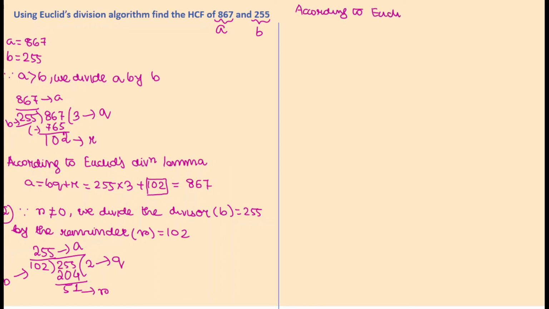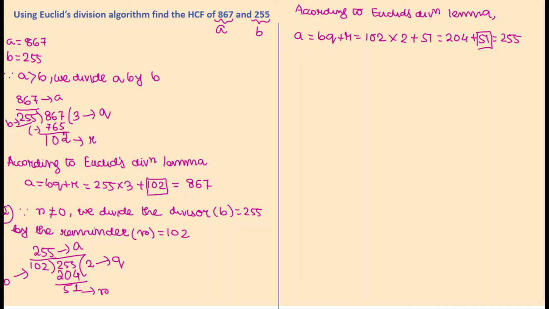Euclid's division lemma, we can write A equals BQ plus R, where B is 102 into 2 plus 51. That is 204 plus 51 gives us exactly 255. Okay. So over here the remainder is coming out to be 51. So the remainder is not 0.